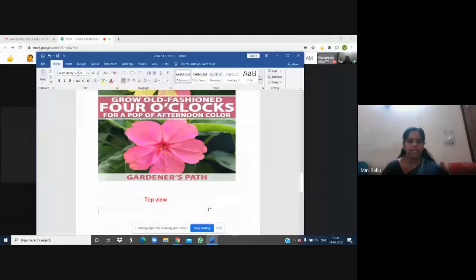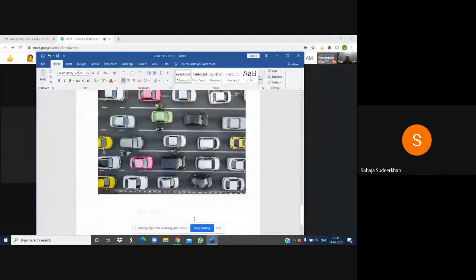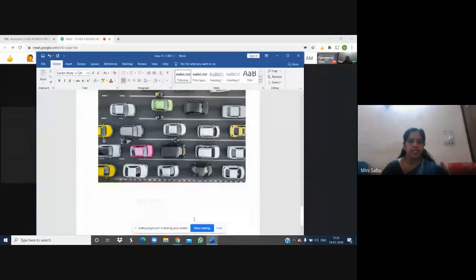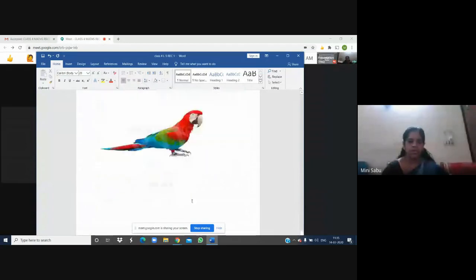Now one more. Yes. So many cars on the road. Which view is it? It is really top view. Good. It is top view. Okay. And see your favorite parrot. Which view is it? It is side. Okay.